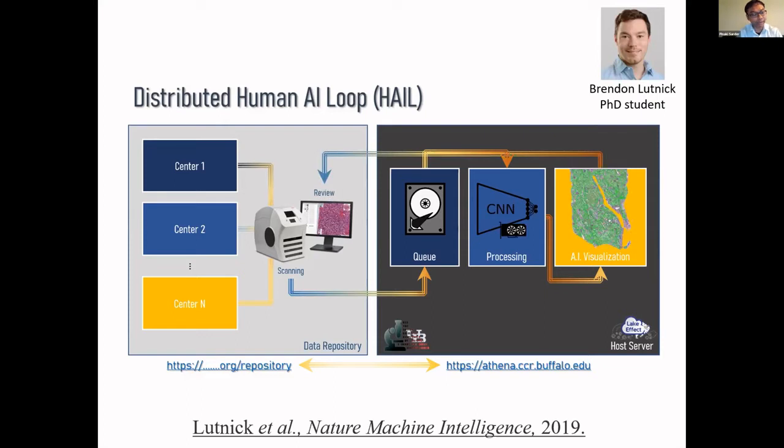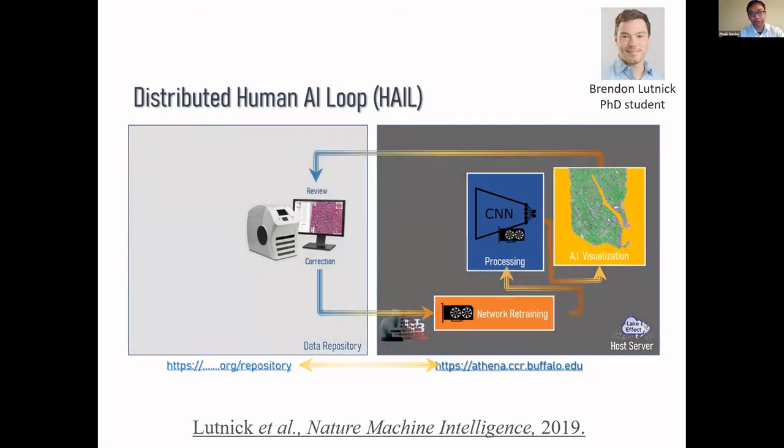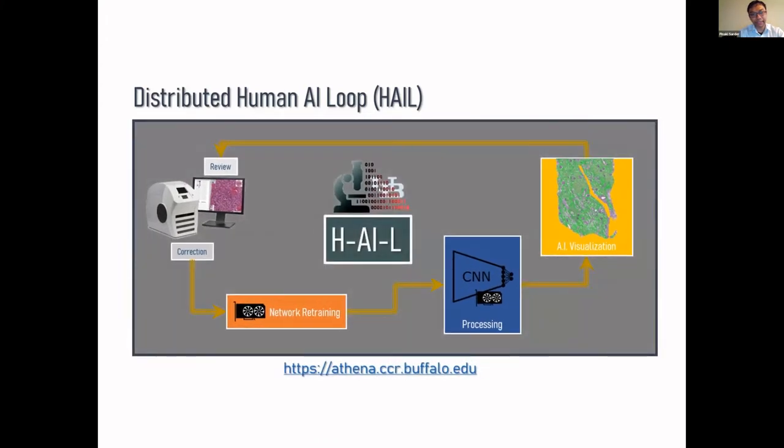So then human reviewers review it, and once they review it, they change it or correct it based on their desired performance, and then we train the network again, and this process goes on in an iterative way, and slowly the segmentation performance improves. This is what we call a human AI loop. So this is our system, and it's available at athena.ccr.buffalo.edu. Anyone who wants to use that can register via this website, and I will just demonstrate this system now.